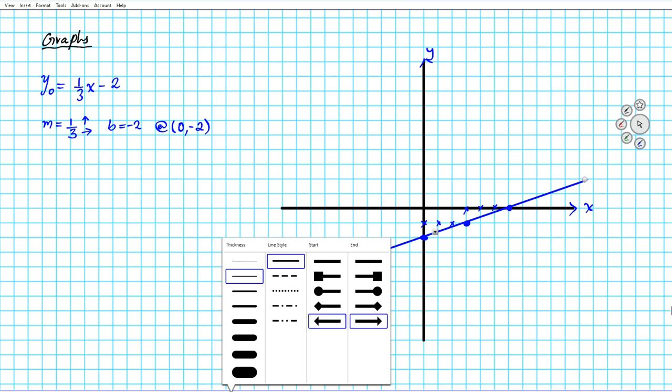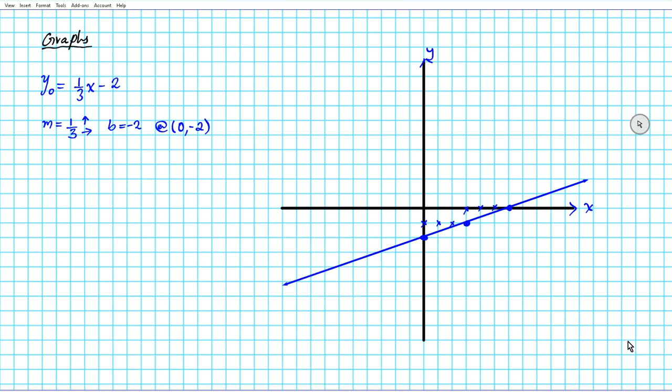So now what we're going to do is draw the other 2 lines. So let's also label it so we know what we're doing. So this is the original line, y sub 0, which is 1/3 x minus 2. Okay, so the next one, let's put it in green, is the y parallel. The y parallel that we got in slope intercept form is 1/3 x minus 3.